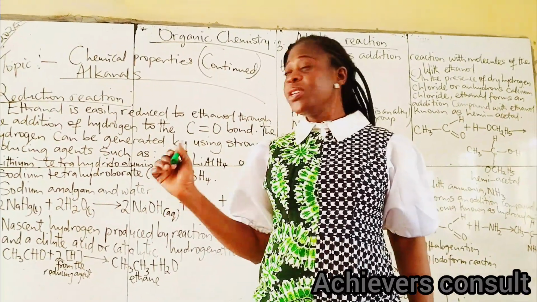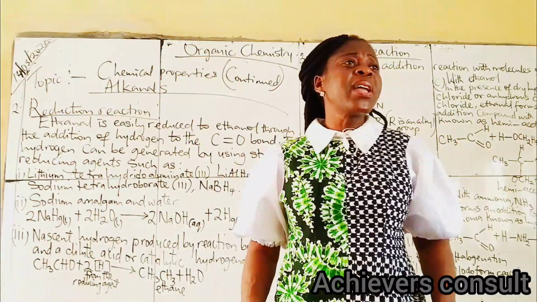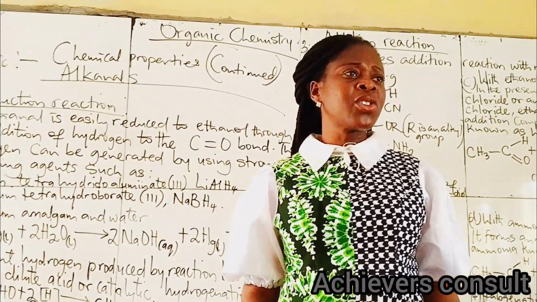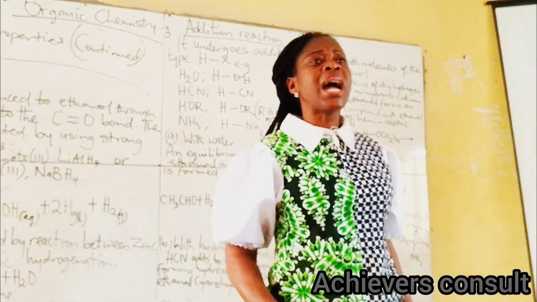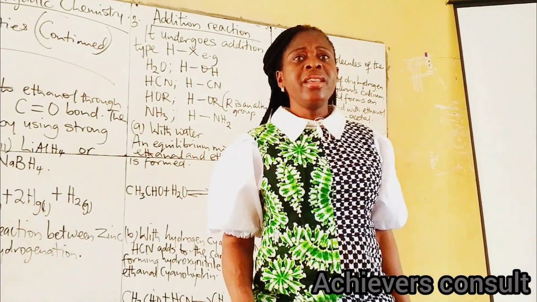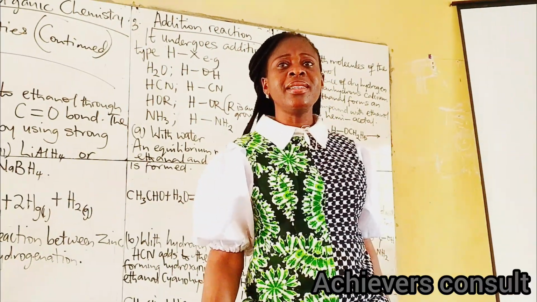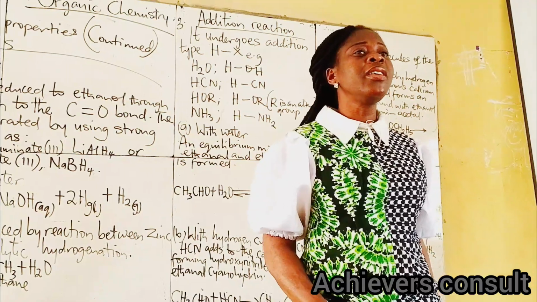We'll be continuing from where we stopped under reactions of alkanals, chemical properties of alkanals. We've looked at oxidation reaction. We said when alkanals are oxidized, they become carboxylic acid. If ethanal is oxidized, it becomes ethanoic acid. If propanal is oxidized, it becomes propanoic acid.